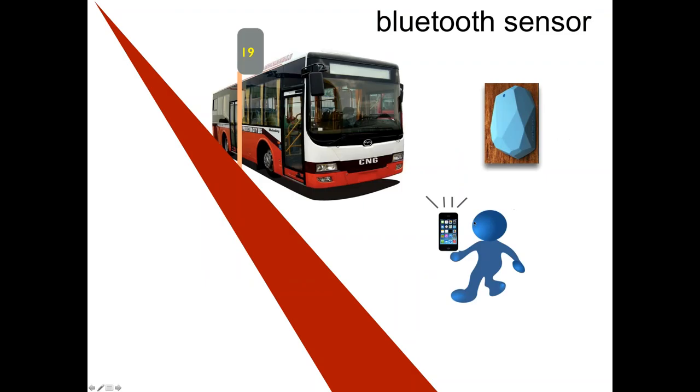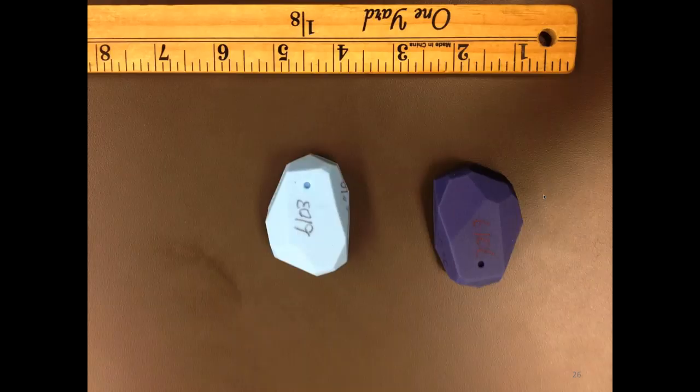The Bluetooth sensor, here's a picture on the right of what the sensors look like that we actually utilized. We put these sensors on different buses. And as soon as somebody comes within a certain distance of that sensor, they get the push notification on their phone.